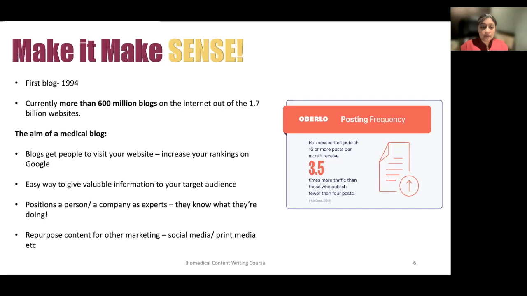It's an easy way to give valuable information to your target audience. It positions you, a person or the company, as experts because they know what they're doing, they know what they're talking about, they are subject matter experts. It helps you to repurpose your content for other marketing avenues like social media, print media, etc.